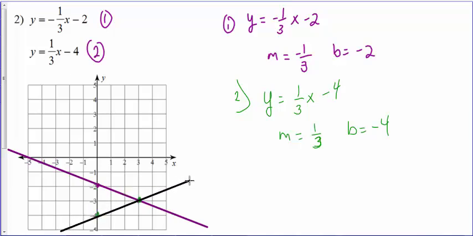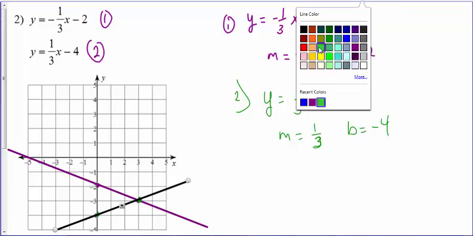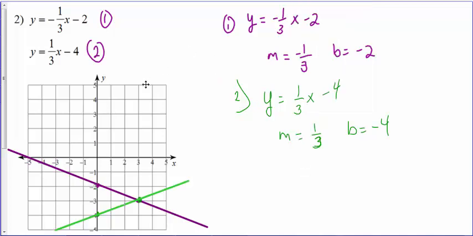Let's get my line drawn here. All right, and let's change the color of that to green. And we can see that they intersect right here. The point of intersection just happens to be 3 comma negative 3. That is the solution to this system.